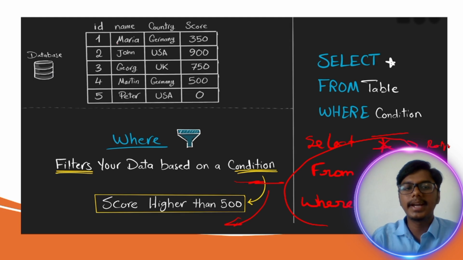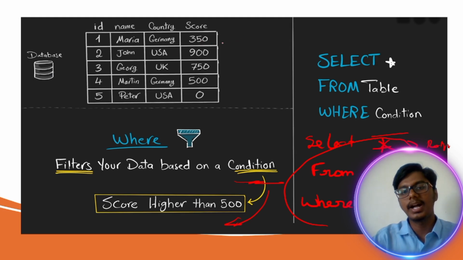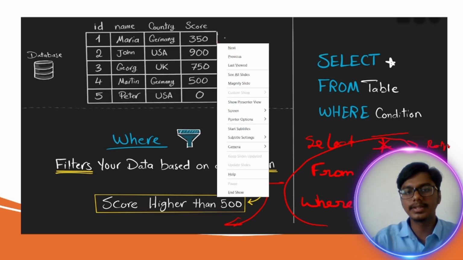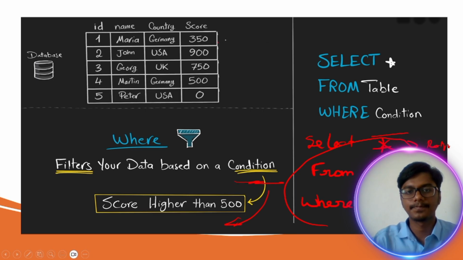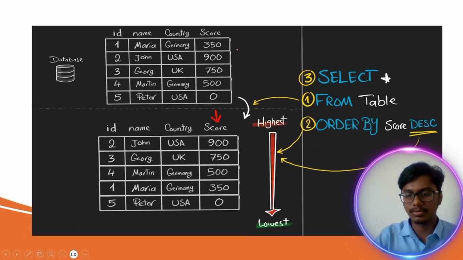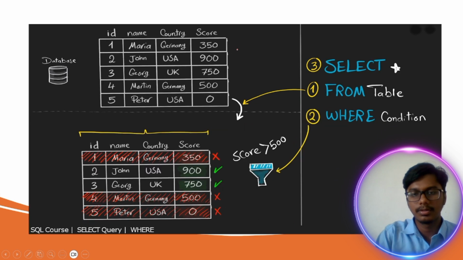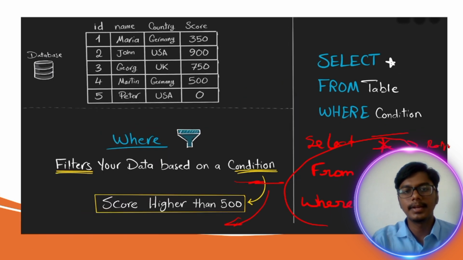So this is my ID. We want to filter out. So the query language gets into the database and checks whether Maria's score is greater than 500. Wait a minute. I want Maria's score greater than 500. Okay, Maria's score is greater than 500? No, I don't want this.